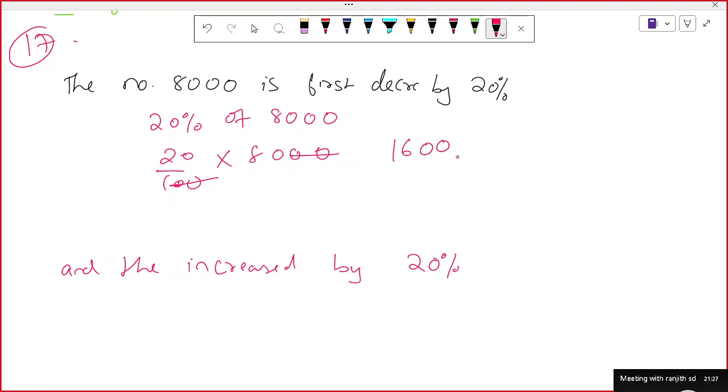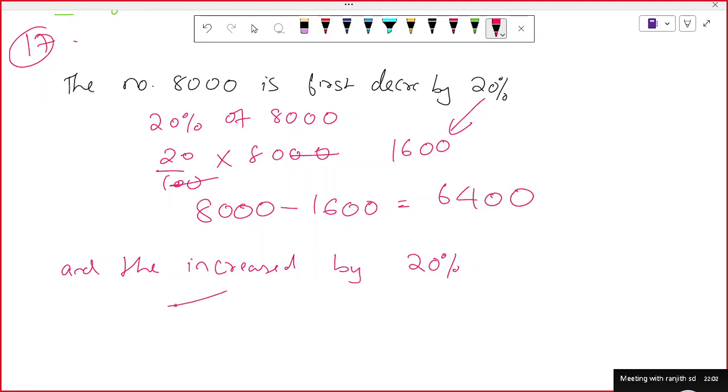So the decreased price I got is 6,400. Sir, I told 1,600. Okay, fine, I heard it differently. Look, 20% is 1,600. Reduce that: 8,000 minus 1,600. That is not the reduced price, that is the 20%. After reducing, what do we get? So 6,400, sir. Okay.